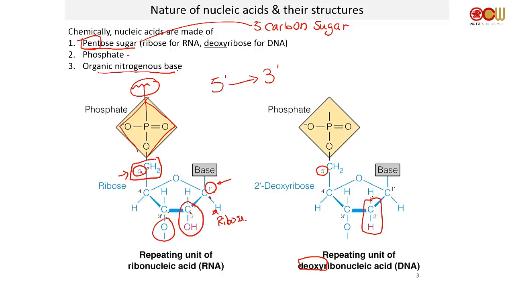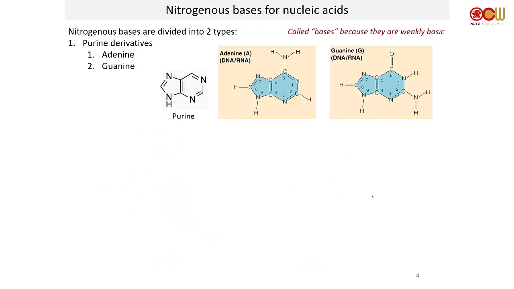And then we talked about how, because RNA has that extra OH and usually it's single-stranded, it forms secondary structures, remember that? So nitrogenous bases are divided into 2 types. We have the purines and the pyrimidines. Why are purine derivatives called purines? Because purine is this structure right here. Purine derivatives are adenine and guanine.